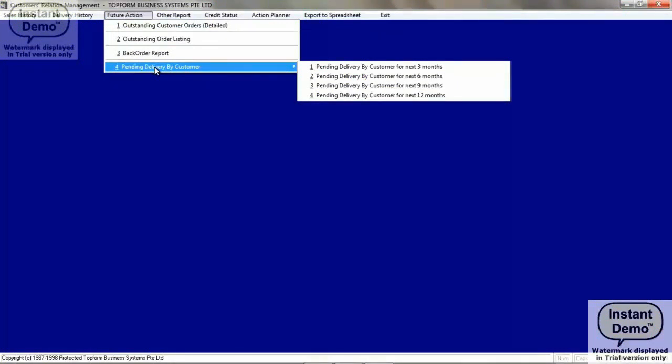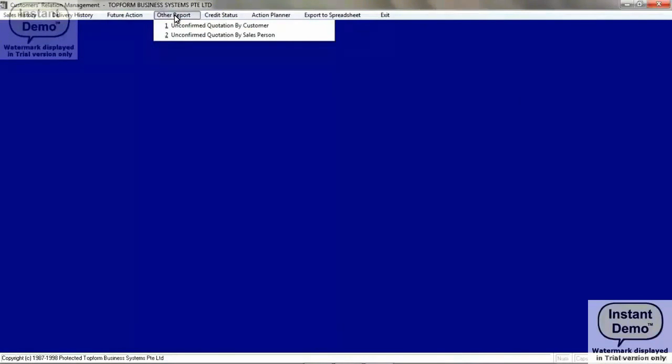How much more sales do you need to do in the meantime to ensure a healthy level of sales? Other reports like unconfirmed quotation by customer and unconfirmed quotation by salesman will facilitate timely action to be taken. If there is reported low sales volume, you want to know if there are any outstanding quotations or pending business that requires salesmen to follow up and convert into sales.